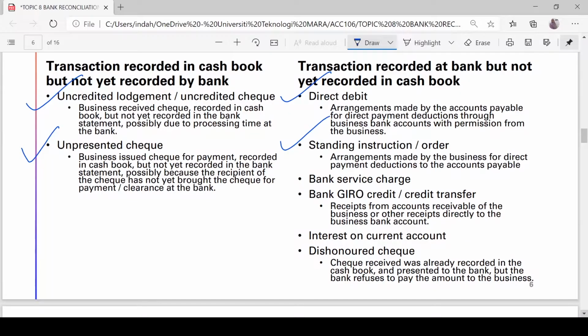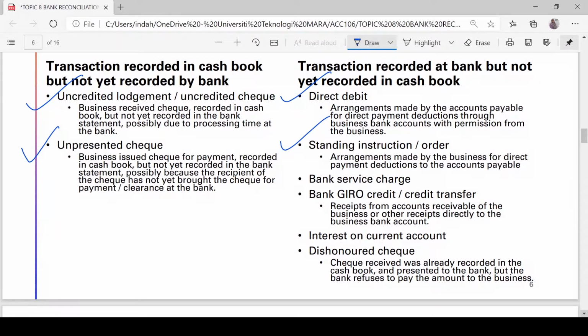And then bank service charges. Of course, when the bank charges us money, we do not realize it, because the bank decides the amount to be charged, and there are so many different charges. For example, for every check that you withdraw, the bank will charge you. So sometimes we may not be aware of how many checks we withdrew for the month, and we may not be aware of the total service charges. So we wait for the bank statement to see if we have any of these items, and then we update our cash book.